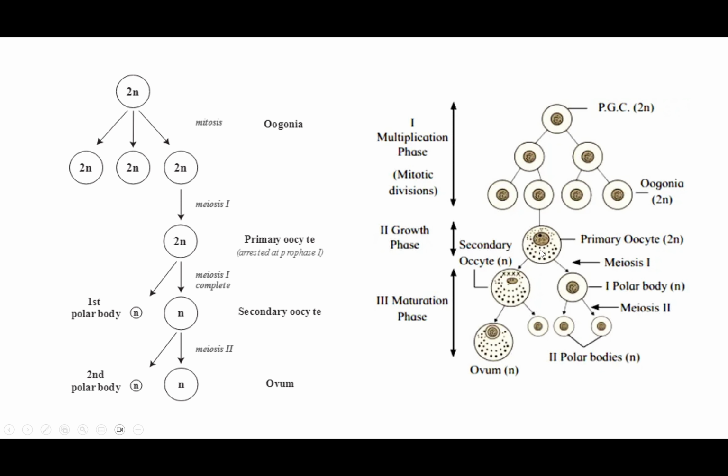Until puberty. So after puberty, you notice that meiosis one is actually done. The polar body gets released and it becomes the secondary oocyte. It stays there. If there's no fertilization, it will not become an ovum. And what happens is that your body releases the secondary oocyte in ovulation, right?